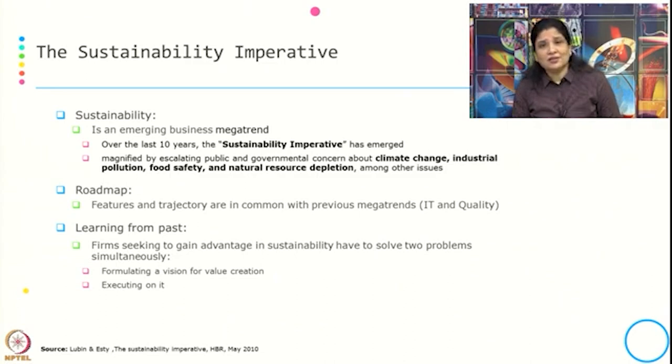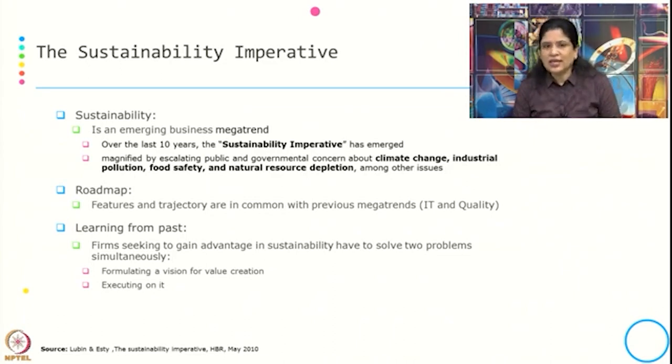And why do they feel that sustainability is a mega trend? Because its features and trajectory are common with the previous mega trends. They have taken the example of IT and quality as mega trends, and they opine that the features and trajectory sustainability has are common with the previous mega trends. They have also suggested that firms or businesses need to learn from the past mega trends.